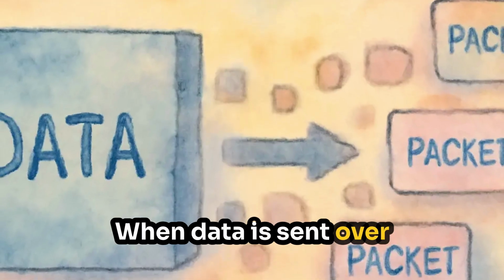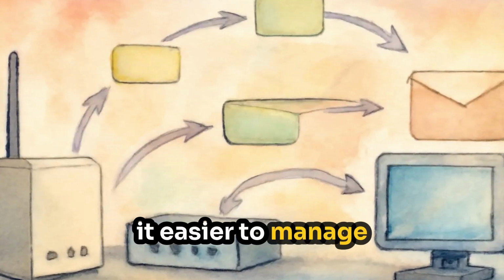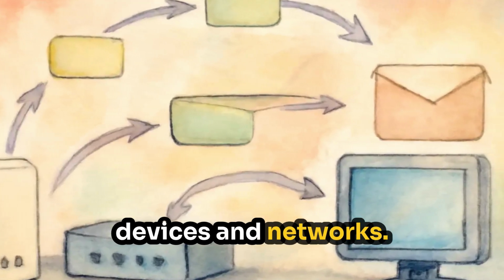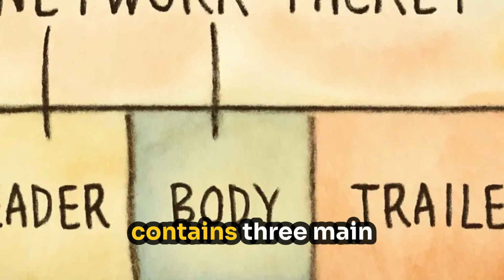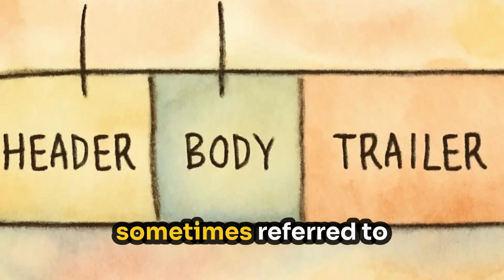When data is sent over a network, it is broken down into smaller units called packets. These packets make it easier to manage and transfer data efficiently across various devices and networks. A network packet contains three main parts: the header, the body, and the trailer, or sometimes referred to as just the data segment.